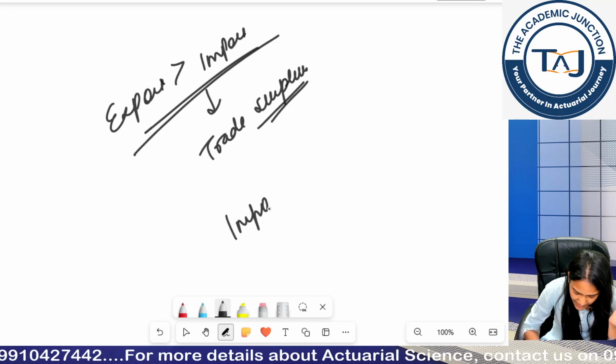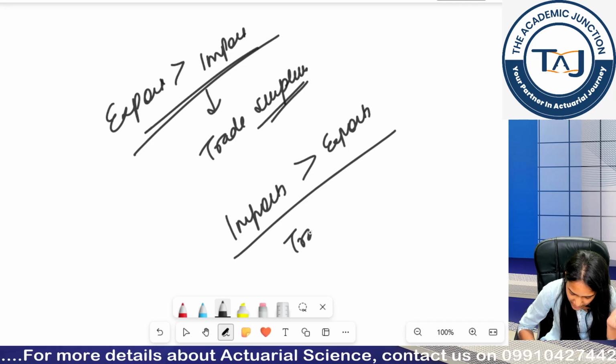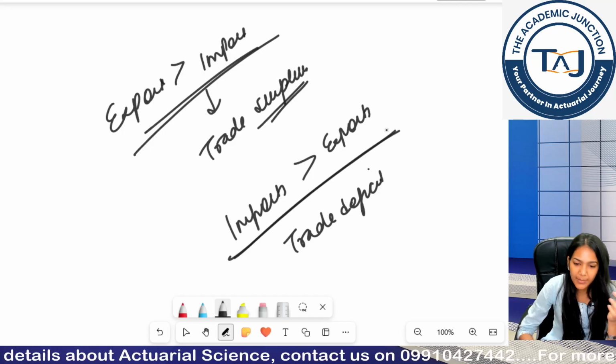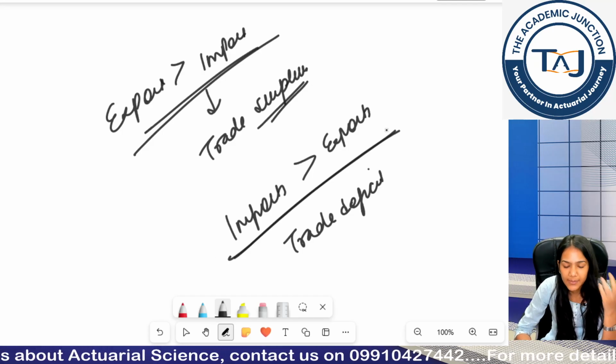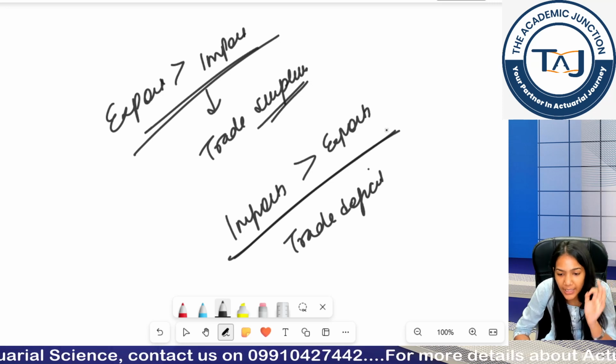And whenever my imports are greater than exports, it is my trade deficit. Please make sure whenever I am saying imports greater or exports greater, I am not talking about the number of imports, I am talking about the value of imports.